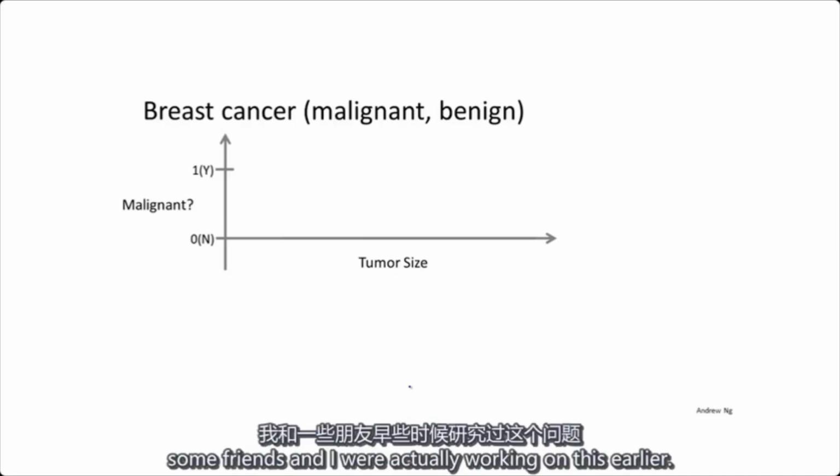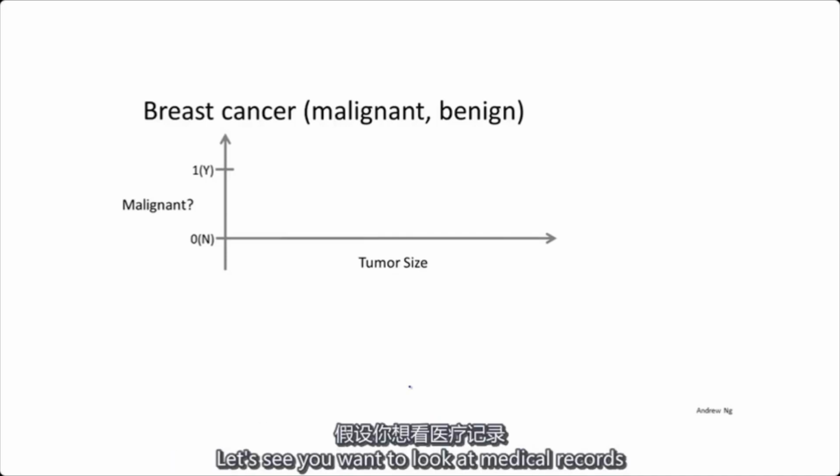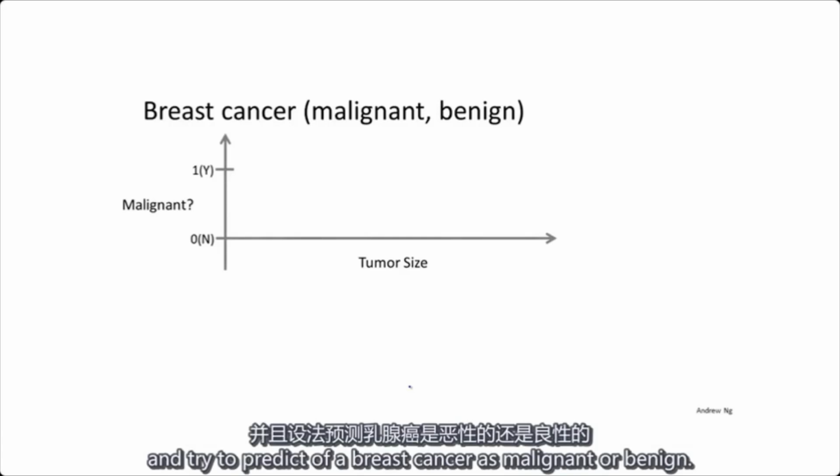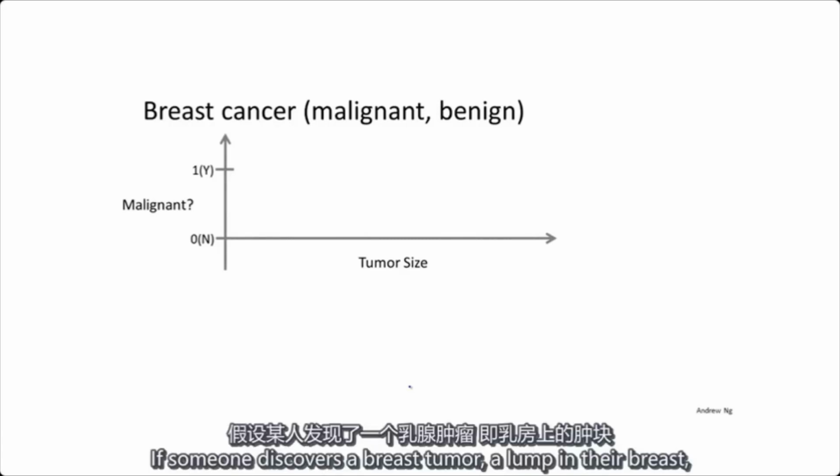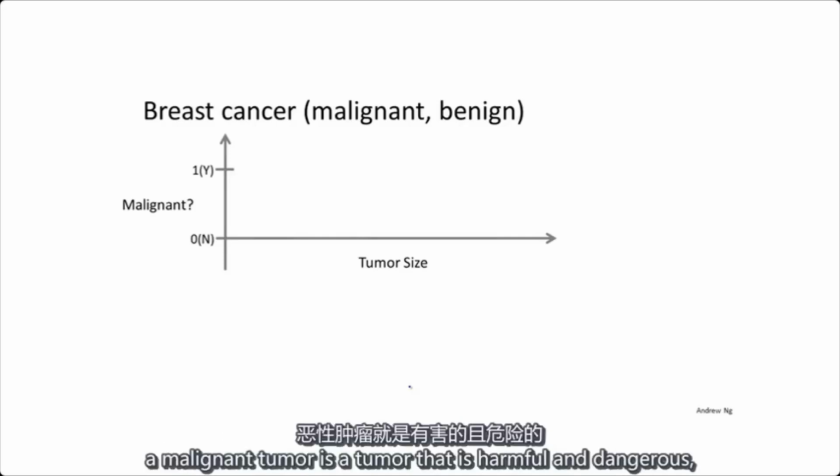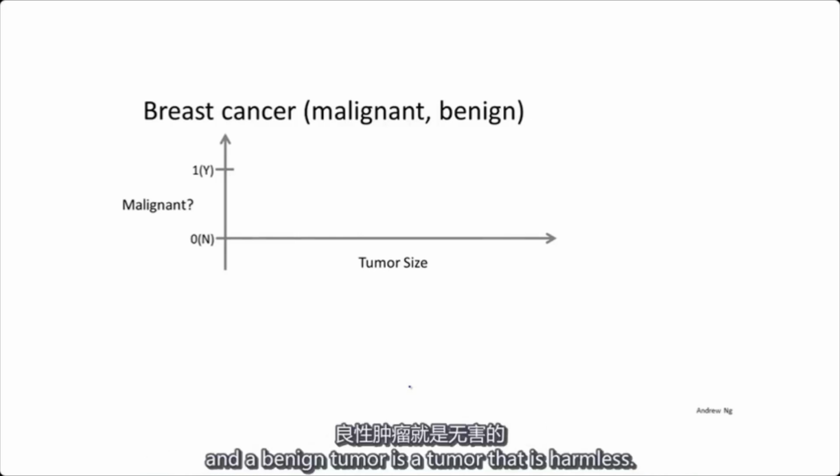Here's another supervised learning example. Some friends and I were actually working on this earlier. Let's say you want to look at medical records and try to predict if a breast cancer is malignant or benign. If someone discovers a breast tumor, a lump in their breast, a malignant tumor is a tumor that is harmful and dangerous, and a benign tumor is a tumor that's harmless.